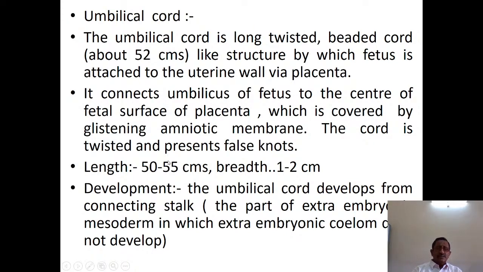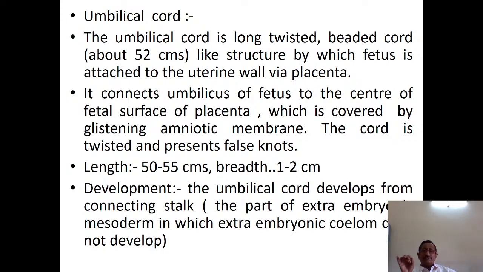Now the umbilical cord. The umbilical cord is a long, twisted, beaded cord about 52 centimeters, so it is a cord-like structure with a beaded appearance. It attaches the fetus to the uterine wall via the placenta. So the umbilical cord is the connection between the fetus and the mother through the placenta. It is about 52 centimeters, a long twisted cord with a beaded appearance.